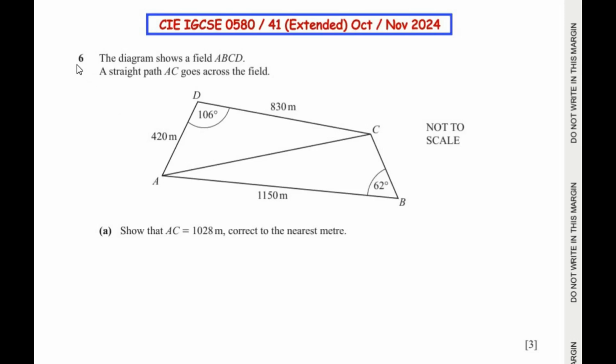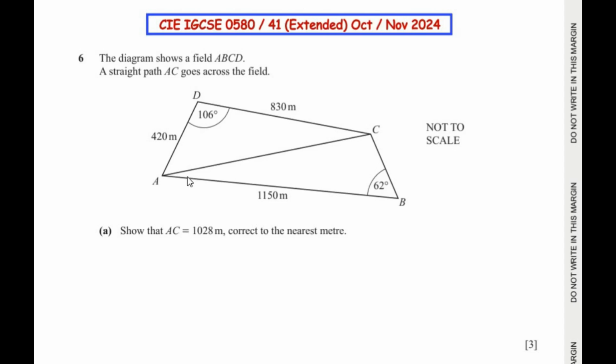In this video we are going to solve the 6th question from 058041 extended paper October-November 2024. Now this question is from trigonometry topic. The diagram shows a field ABCD. A straight path AC goes across the field. Show that the length of AC is equal to 1028 meter, correct to the nearest meter.